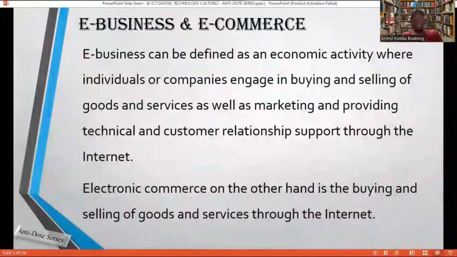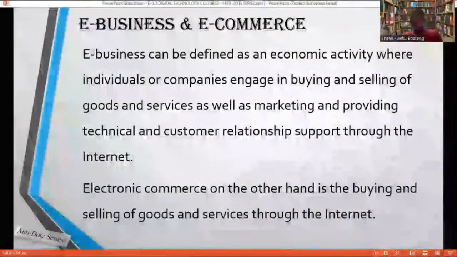So with e-business, all these things that you do physically in the brick and mortar shop or organization, you can equally do online, or using electronic devices. So you no longer have to go to the physical building and then have all these things done for you.